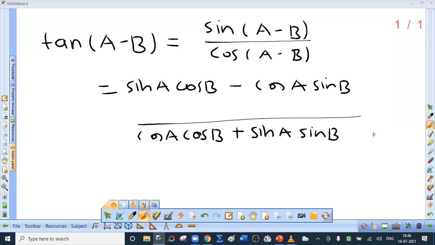Okay, so let us obtain tan of a minus b. Tan of a minus b, basically what is tan? Sine by cos. So sine of a minus b, sine a cos b minus cos a sine b, upon cos a cos b plus sine a sine b. Now we want the answer in terms of tan. So divide each term by cos a cos b.